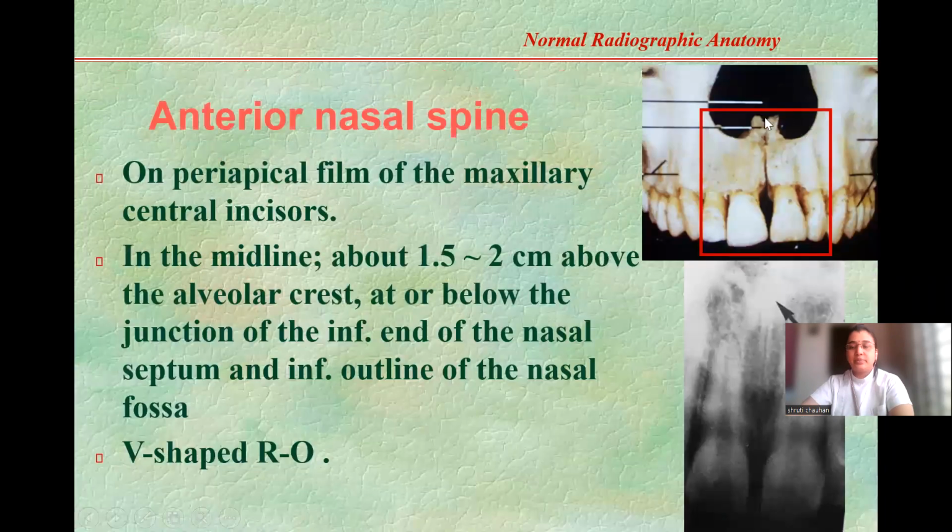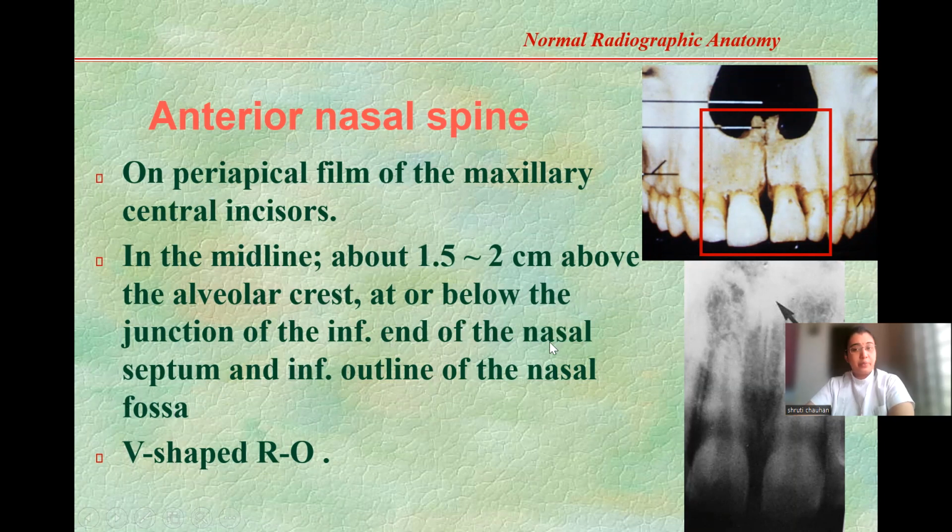Okay, the anterior nasal spine. When we look at our maxilla over here, just at the border of the nasal fossa, we can see two extensions, one from the right maxilla and one from the left maxilla. They go up and then meet and they form the anterior nasal spine. On the periapical film of the maxillary central incisors, it is seen in the midline about 1.5 to 2 centimeters above the alveolar crest, at or below the junction of the inferior end of the nasal septum and the inferior outline of the nasal fossa.